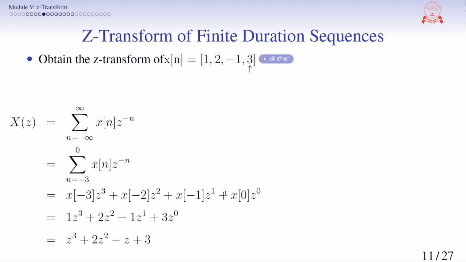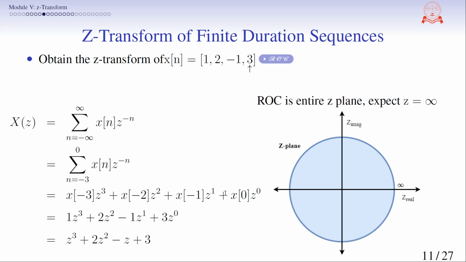Substituting the values, we get z cube plus z square plus 2z square minus z plus 3 will be my X(z). This equation will tend to infinity if the value of z tends to infinity. So the ROC will be the entire z plane except z equal to infinity. It also includes the zero value. When z equal to 0, X(z) will be 3, which means that it is finite.